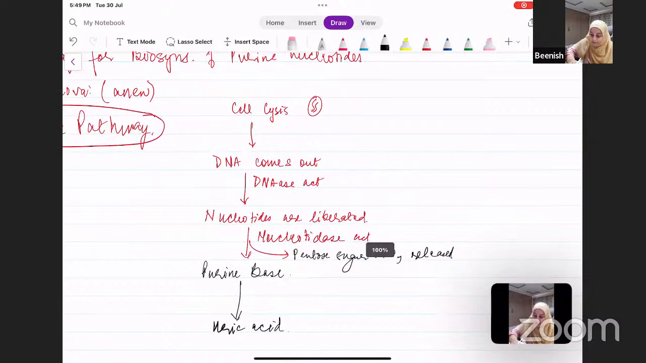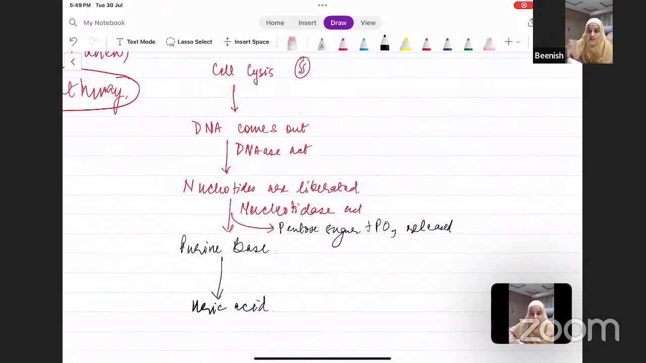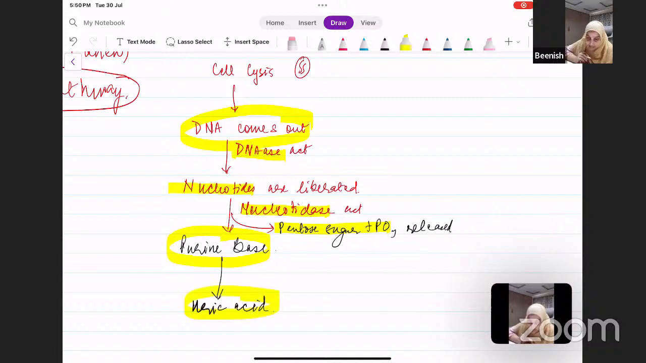I'll repeat myself. The cell is lysed. On lysis of the cell, DNA comes out. Now this DNA is acted upon by DNase, which cuts the DNA into its monomers, that is, nucleotides. So your nucleotides are liberated. Now on these nucleotides, nucleotidase acts and removes the sugar and the phosphate. Now you are ending up with purine bases, which can be catabolized, degraded into uric acid.